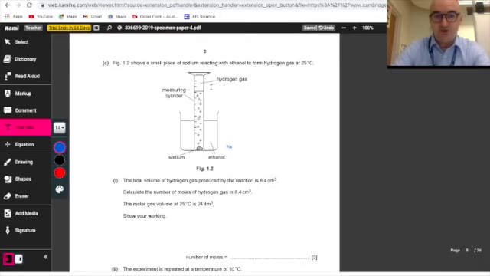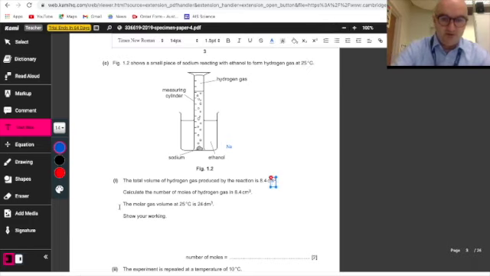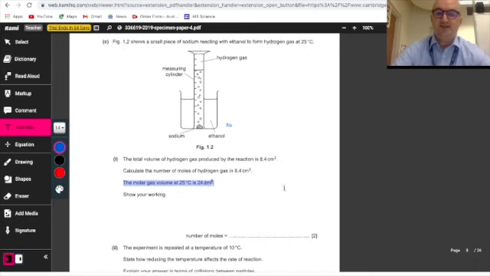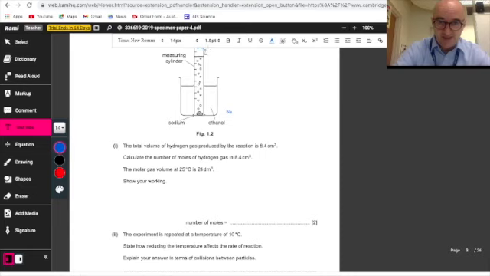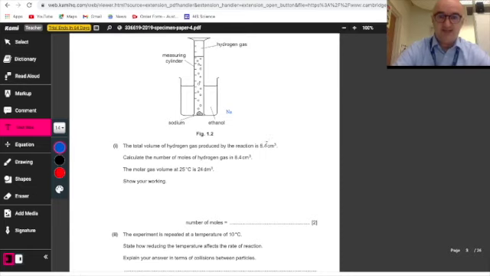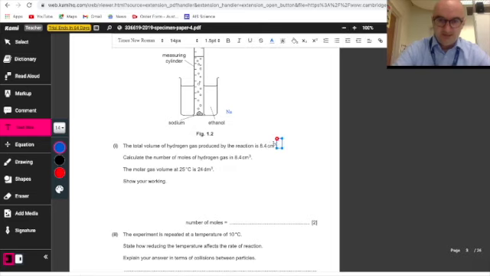C, a small piece of sodium reacting with ethanol. It's really quite a nice, cute reaction, this one. Sodium sits at the bottom, gently bubbling away hydrogen gas over time. It's at 25 degrees C. Why do we care? Well, we care because the molar volume of a gas at 25 degrees C is 24 decimeters cubed. It tells me the total volume of hydrogen gas is 8.4 cm cubed. Oh, okay, cm cubed.